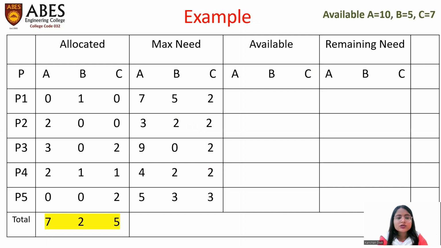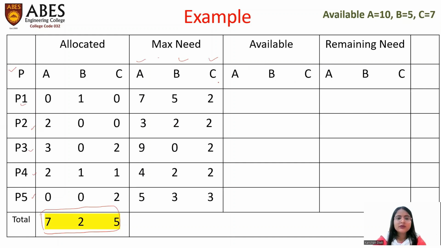This is the example. Some details will already be given to you: the processes P1, P2, P3, P4 and P5. The allocated amount of resources A, B and C will be given to you, but the total you need to find out by yourself, right? The maximum need of the process to be executed will also be given to you. Now we have to find out the remaining need of each process.